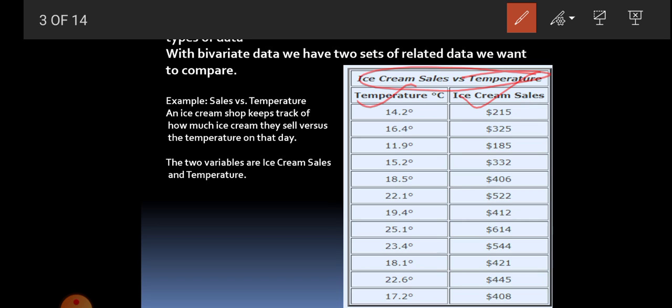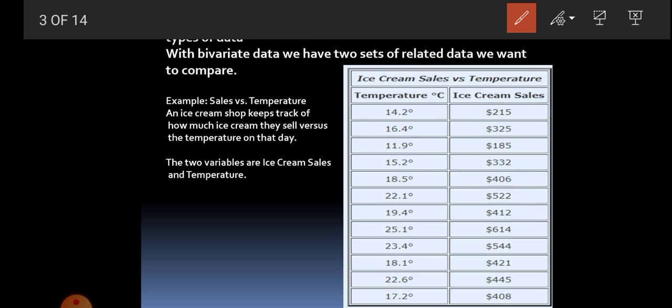So in this example, there is sales versus temperature. An ice cream shop keeps track of how much ice cream they sell versus the temperature on that day. This is a common tendency, so we know that as the temperature increases, sales of ice cream will also increase. But there are some variables which we have to compare, where we don't know the actual relationship between the two variables. So bivariate data gives data of two variables.